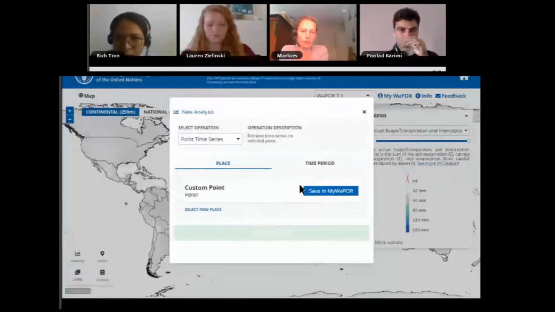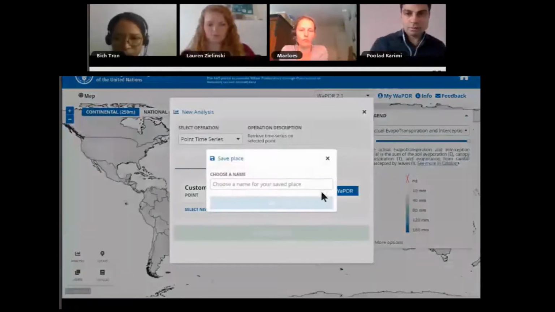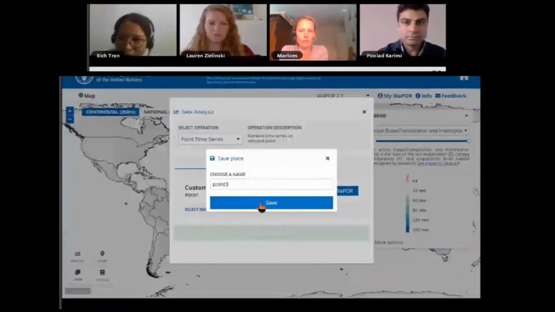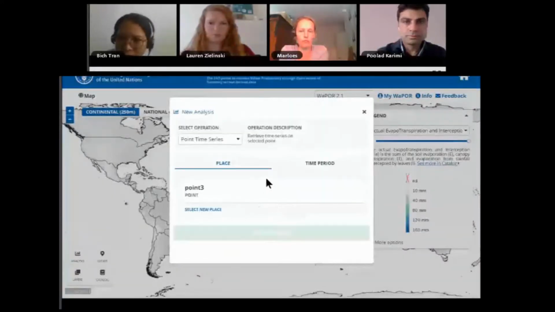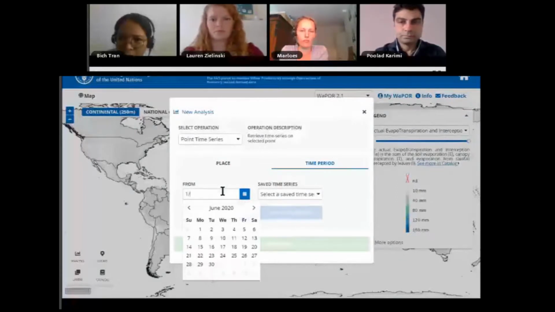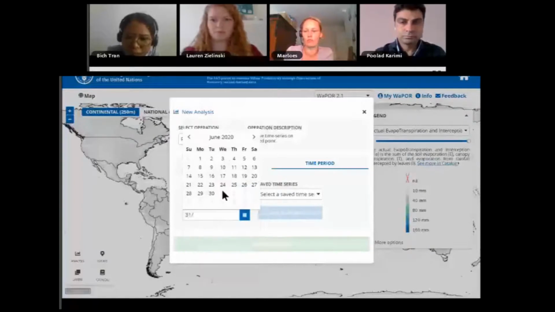To save this point for later use, click on Save in My WaPOR. You will need to sign up for a WaPOR account and log in to do this. Then give the point a name and save it. Now under the Time Period tab, you need to specify the time period you want to extract time series. For example, let's extract data from 2009 until the end of 2010.